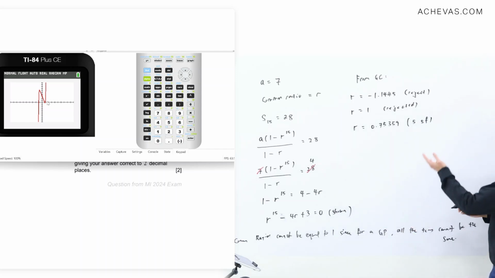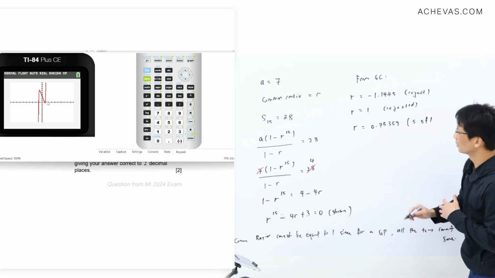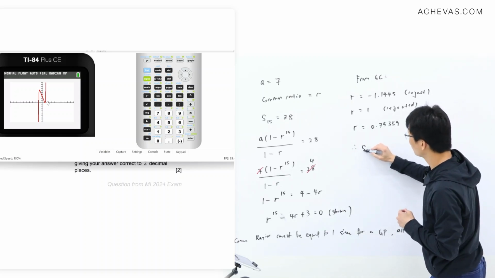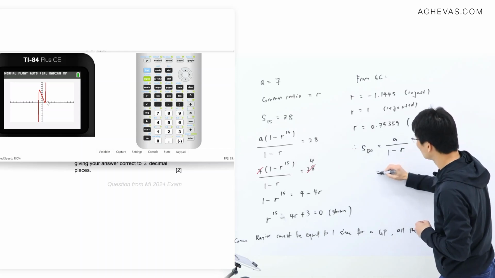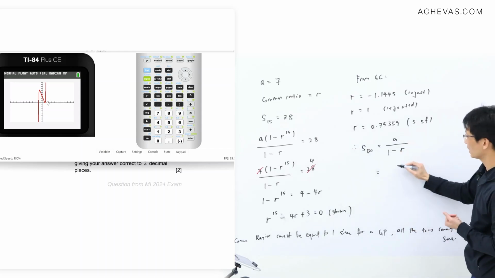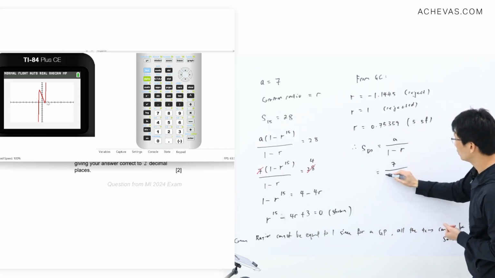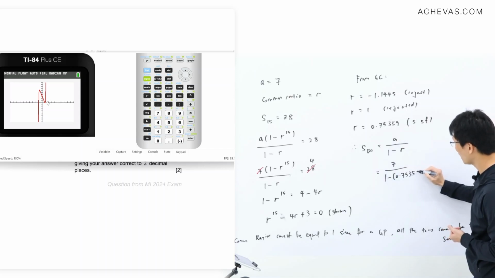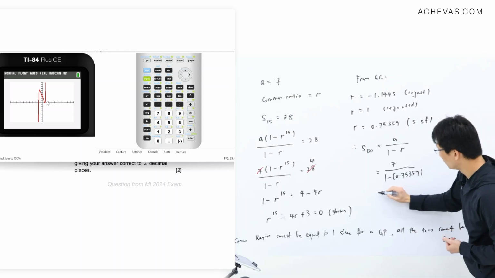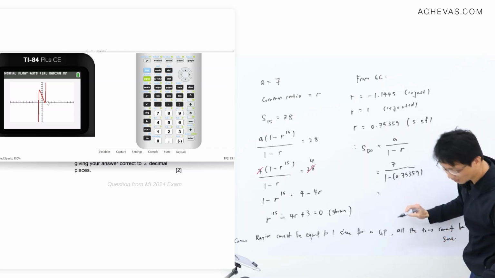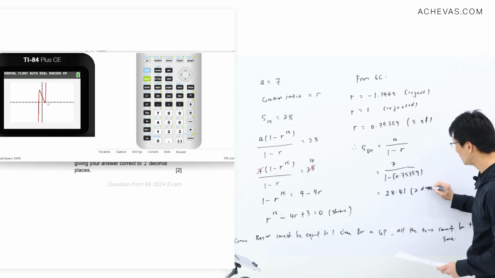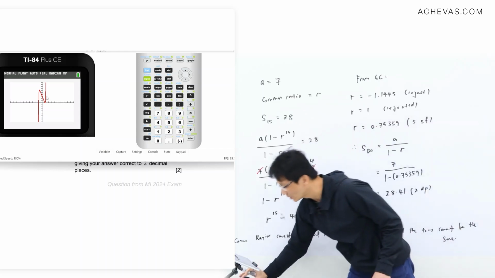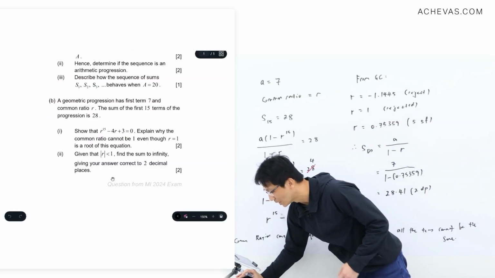Okay, this is the common ratio I want to use to find my sum to infinity. I will just leave my answer to 5 SF. Therefore, for the sum to infinity, the formula is a over 1 minus R. Our first term is 7, and the common ratio is given by this, 0.75359. Working this out, I will be able to get my answer as 28.41 to 2 dp, since the question asked to leave our answer to 2 decimal places.